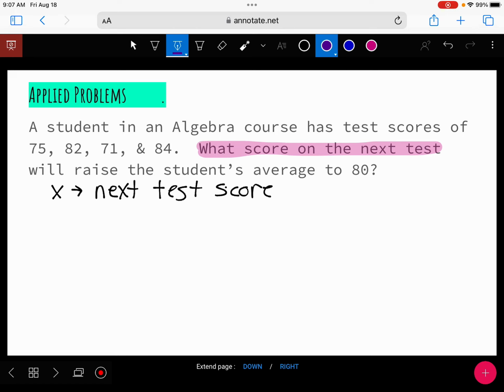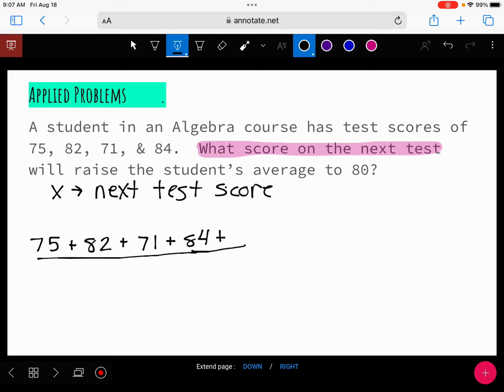How do we find the average? Add everything and divide it by however many, right? So we could find the average of what they currently have, but that doesn't really help us. What we want to know is the average of those 4 tests with another one. So 75 and 82 and 71 and 84 and one more test, right? It's the test we don't know what the score is.